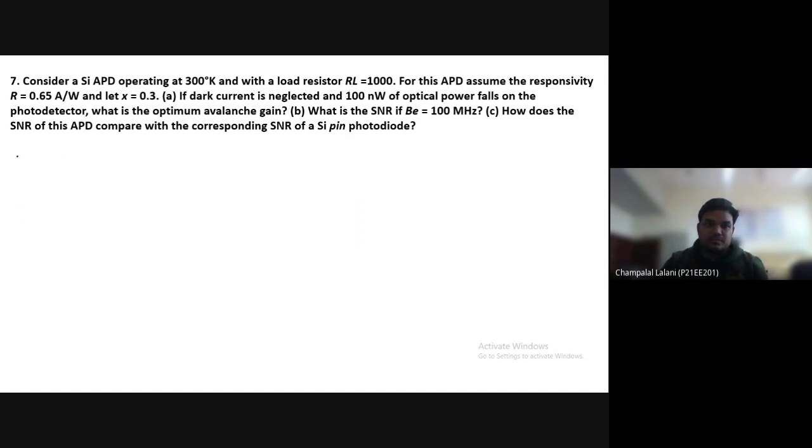So if you see the formula of the SNR, first let me write the formula of the SNR. This is I square. M is the multiplication factor. This is the multiplication factor of the avalanche photodiode, which is produced due to the avalanche effect of the photodiodes.